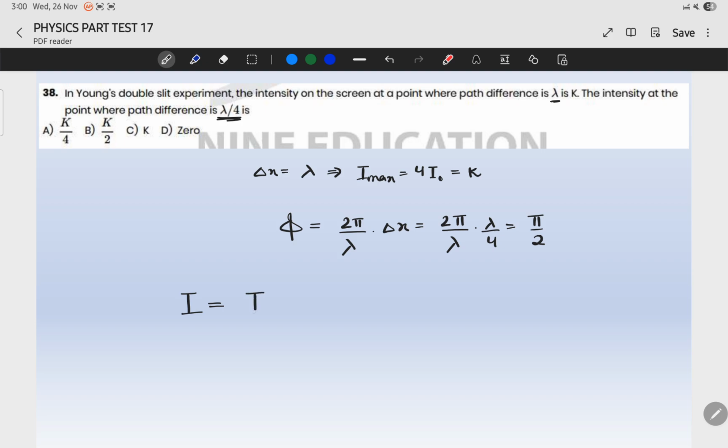Intensity at any point is given by I is equal to 4I0 cos square phi by 2. 4I0 is given to be K. So the answer will be K times cos square phi by 2, which will be pi by 4. Cos pi by 4 is 1 by root 2, whose square is 1 by 2. So the answer will be K by 2.